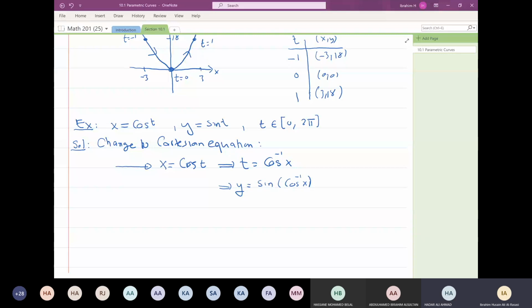Doctor, what if we take sine t squared plus cosine t squared equals 1? Okay, let's finish this, and then we go to something else.